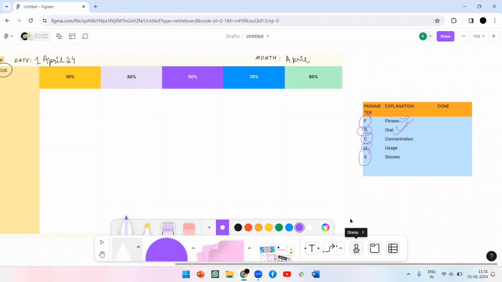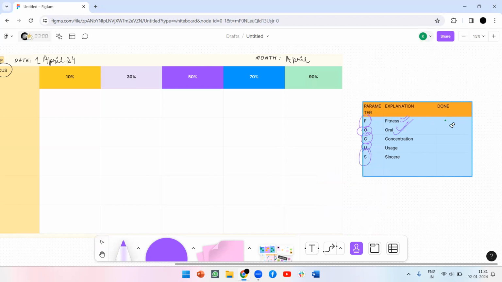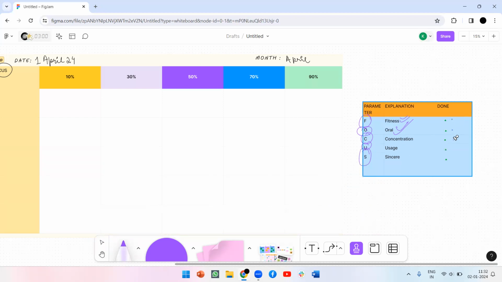Since this is analyzed day by day, on a daily basis, we can put a thumbs up here if all of these are actually analyzed properly. If not, then we can put a thumbs down. So now I guess it is clear to us.